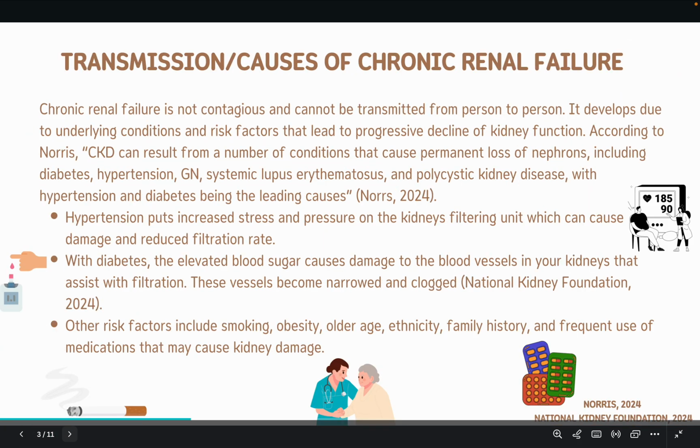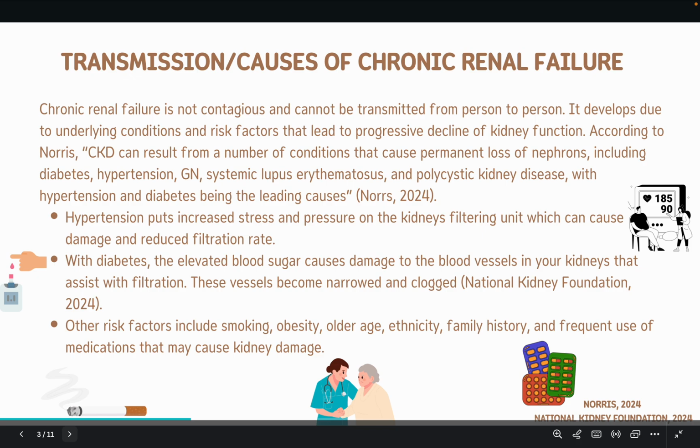Next is transmission and causes of chronic renal failure. So chronic renal failure is not contagious and cannot be transmitted from person to person by any sort of contact. It develops due to underlying conditions and risk factors that lead to progressive decline of kidney function. According to Norris, chronic kidney disease can result from a number of conditions that cause permanent loss of nephrons, including diabetes, hypertension, lupus, and polycystic kidney disease, which is an inherited and genetic condition, with hypertension and diabetes being the leading causes of chronic renal failure.